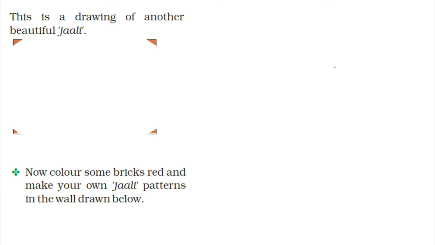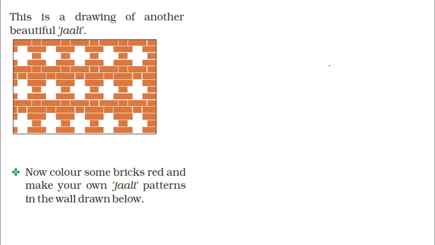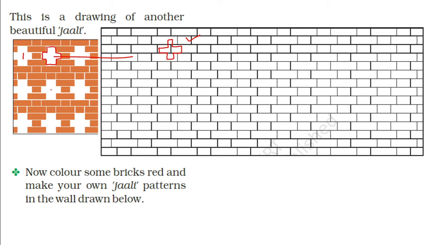Okay, this is a drawing of another beautiful jali. Look at this. This is a drawing of jali. Look at this. This kind of jalis are made here. Okay, so we can have different types of jali. Look at the wall. You have to make a different type of jali in this, and you have to color it with red. Okay, so jali could be like this.